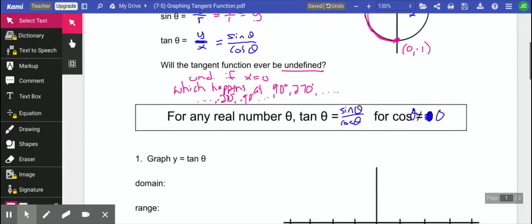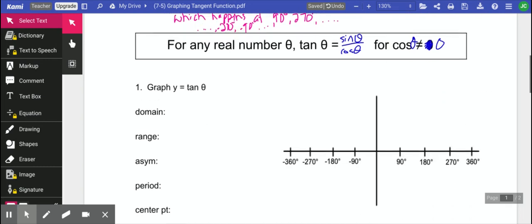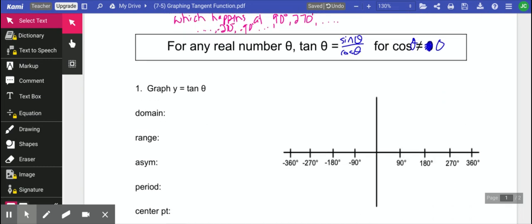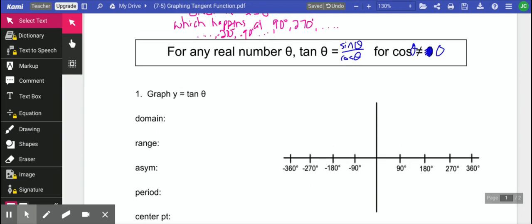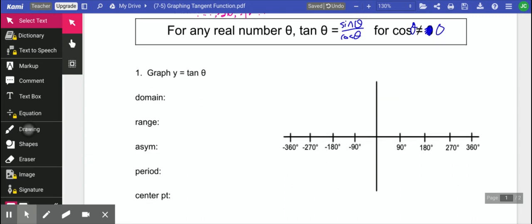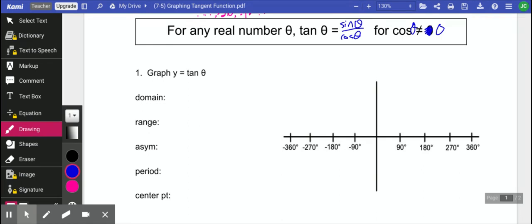All right, so we want to actually graph this using what we just found out. We know that we can't have the denominator equal to 0, and that happens at 90 and 270 and -90 and -270. So that means we are going to have asymptotes here and here, and at -90 and at -270.